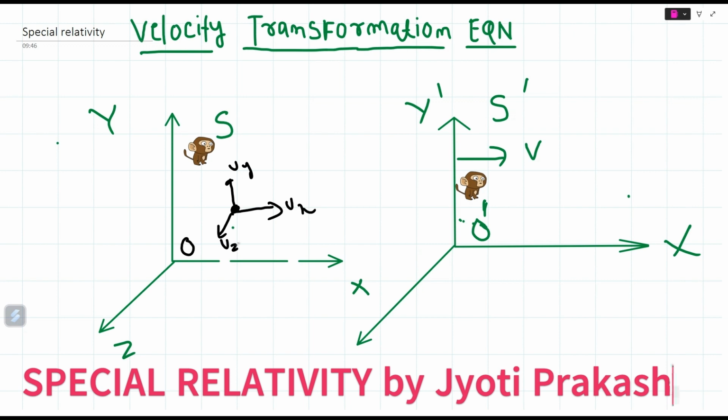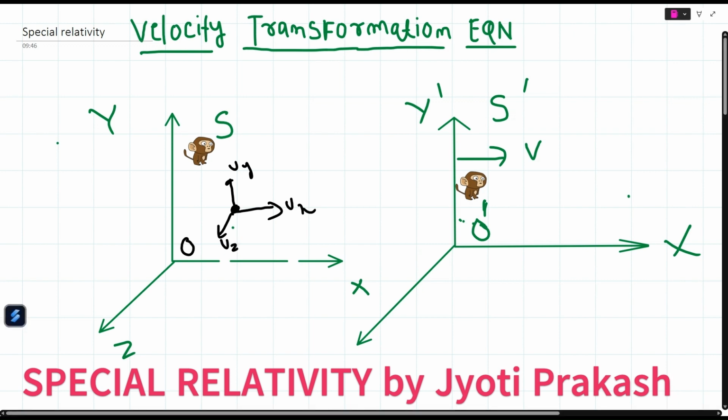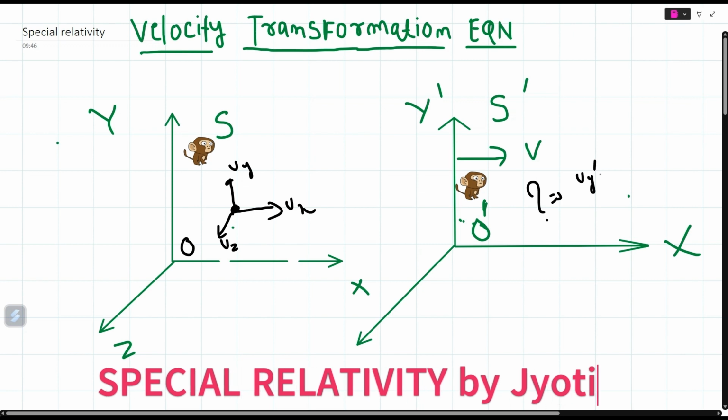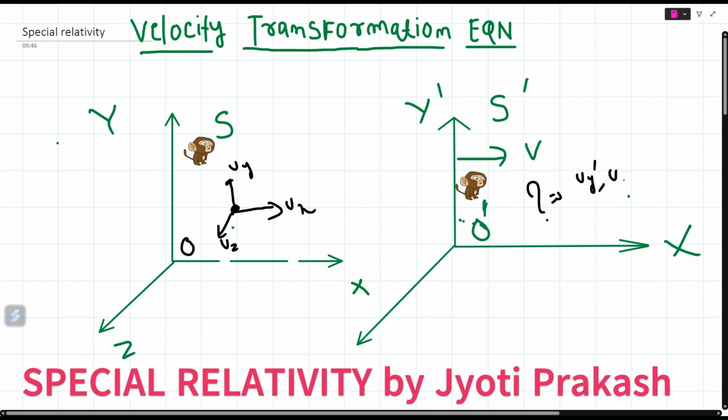Our goal is to find what these velocity components will be in the S prime frame. So what will be ux prime, uy prime, and uz prime in the S prime frame? This we have to calculate. For doing that, we will be using the Lorentz transformation equations.